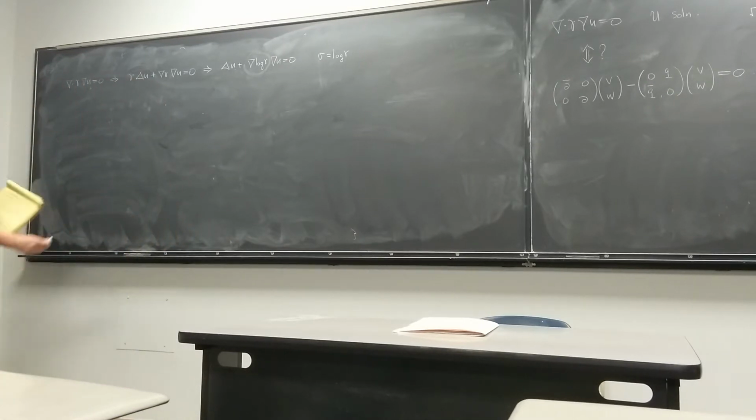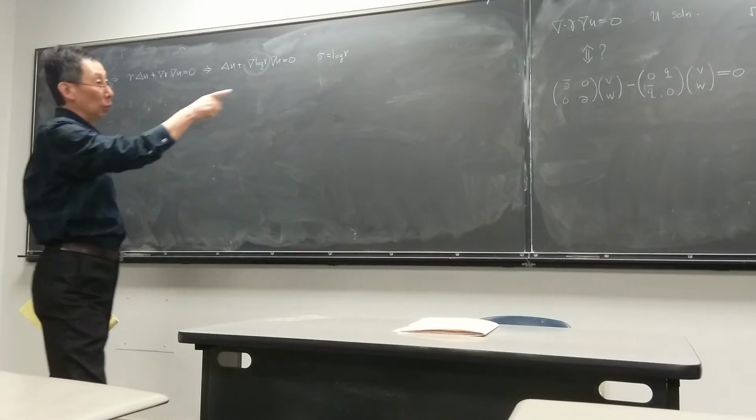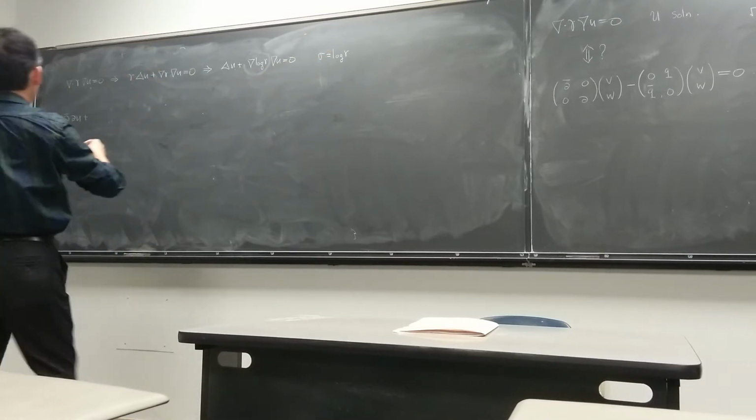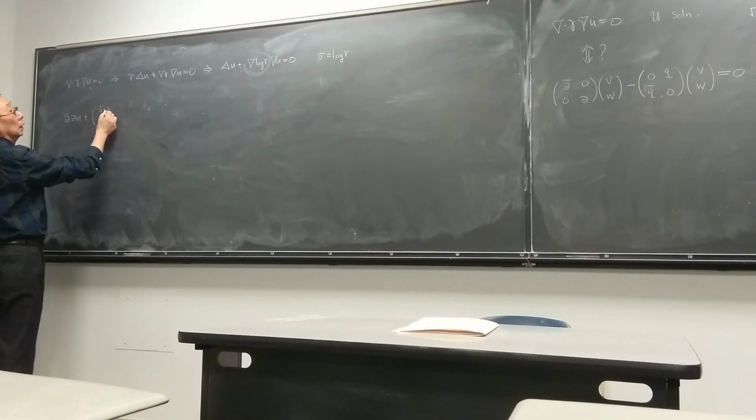Then I'm going to write this differential equation like this. D bar D u gives you the Laplacian. Then plus the gradient, which has two components. This means that D bar plus D applied to sigma.